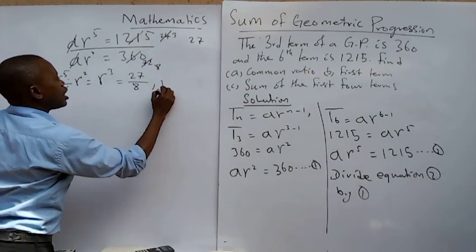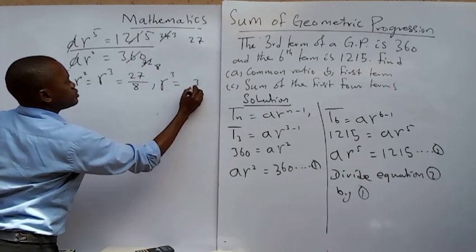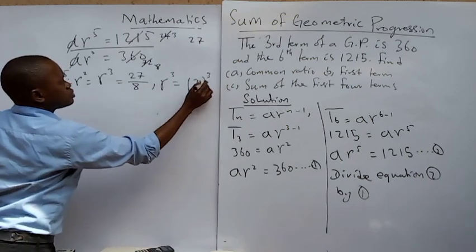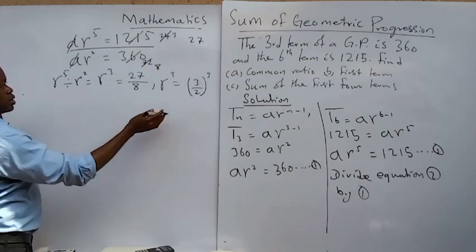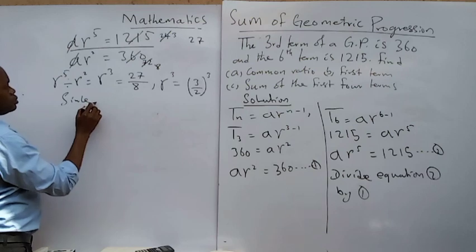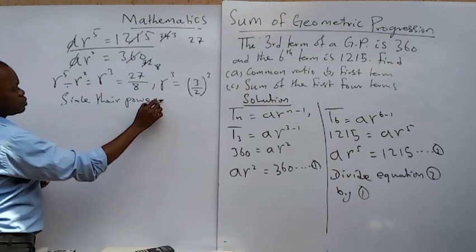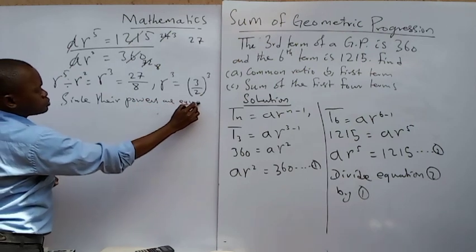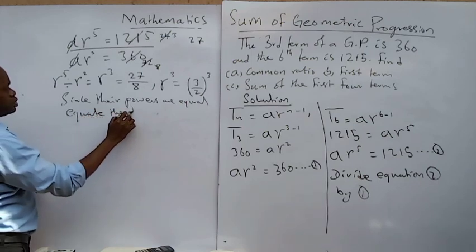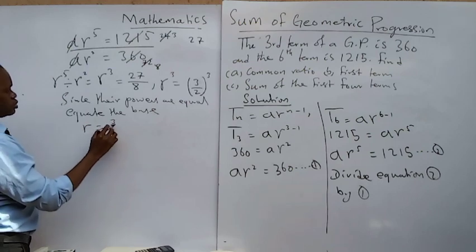So I have r raised to the power 3 equals 27, which is 3 to the power 3, and 8 is 2 to the power 3. Both have the same power 3. So I will write it like this. You can conclude that since their powers are equal, equate the bases, which means that the common ratio r equals 3 over 2.